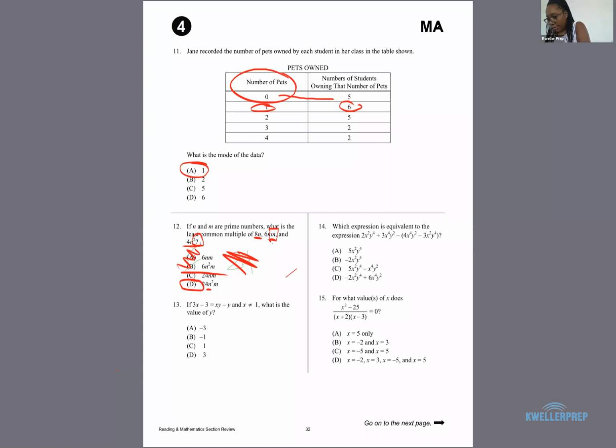You have 3x minus 3 equals xy minus y. What is the value of y? Now, the long way to do this would be to plug in all these values and try and solve it, but there's an easier way to do it. 3x minus 3 equals something x minus something. So it sort of has a similar pattern. So my guess is to just plug in what I think is right and see if they have the same pattern. And it just so happens when you plug in 3 to the other side of the equation, you would get 3x minus 3.